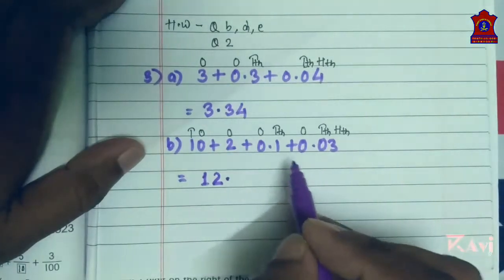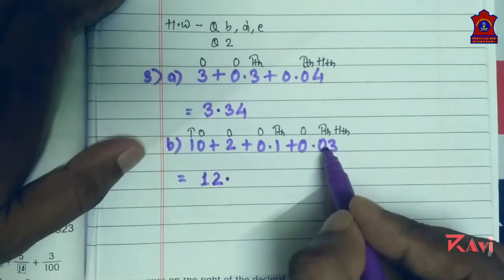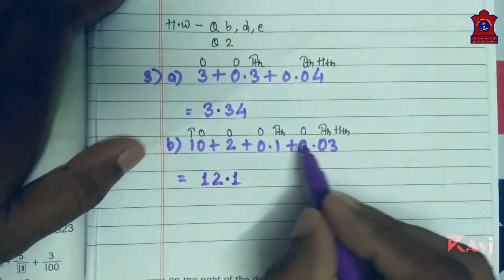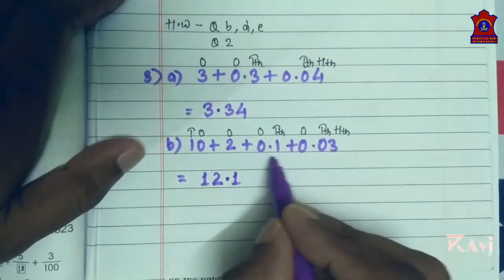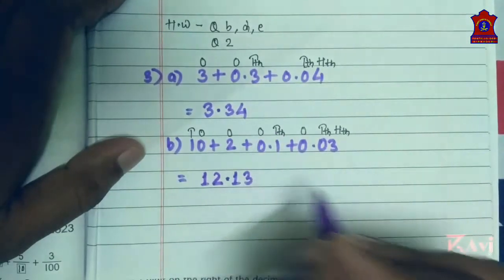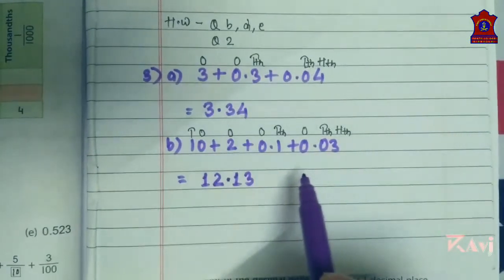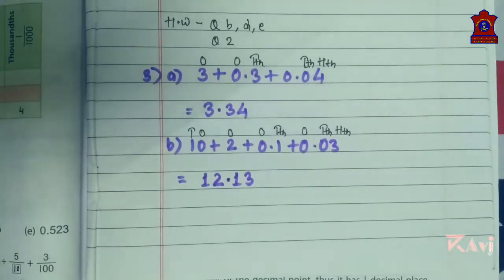After decimal, 1 is at 10th place and 0 is at 10th place. So 1 plus 0 is 1 only. What is there at 100th place? 3. Is there any 100th place here? No. So 3 will be there. So 12.13. Clear? If you are arranging this in place value chart, then also you can add it easily. Clear? So this is the short form.